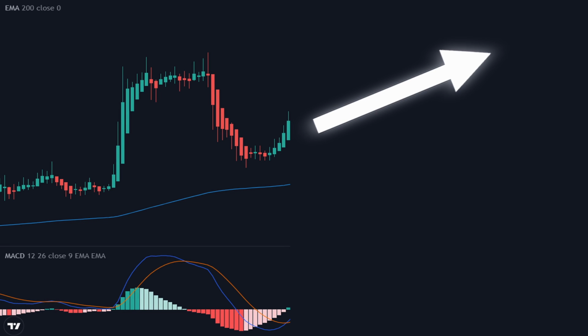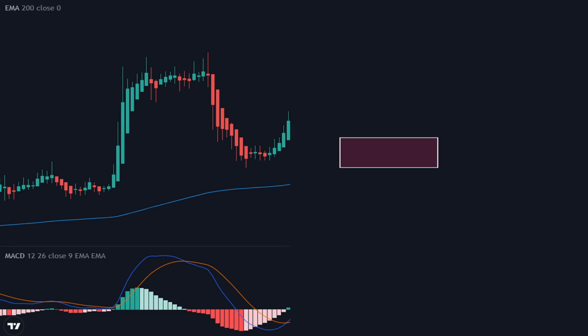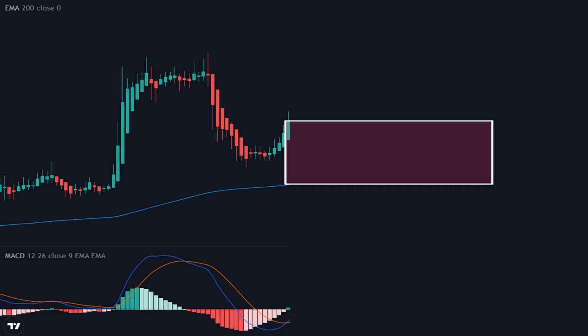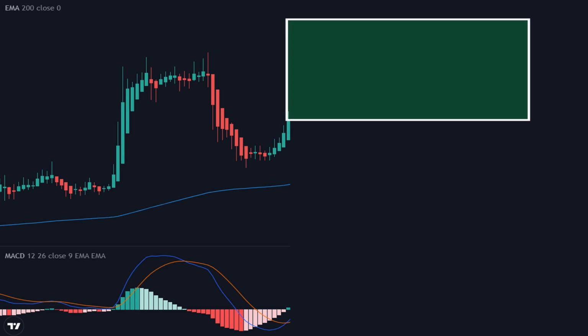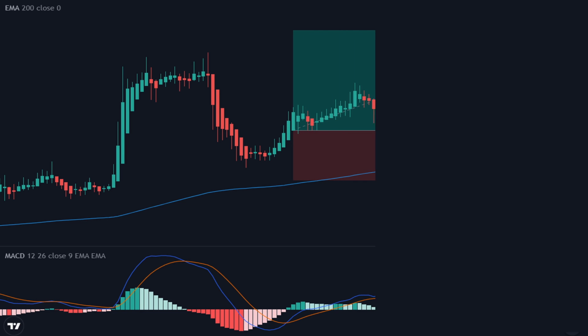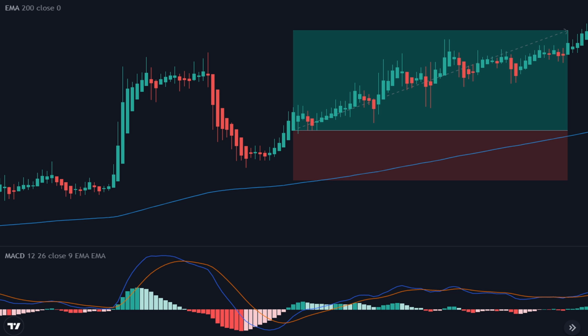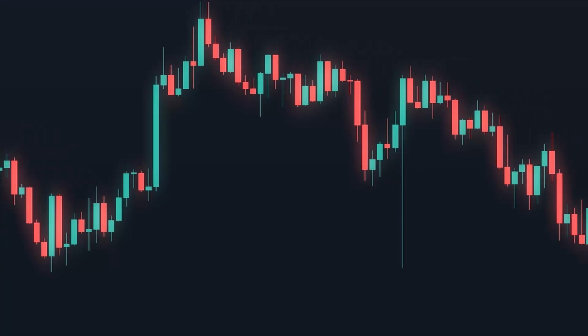The price will go up in a few minutes. Set the stop loss below here. Then set the take profit 2 times above the stop loss. So, it's time to see how this trade performs. It turns out to be a profitable trade.